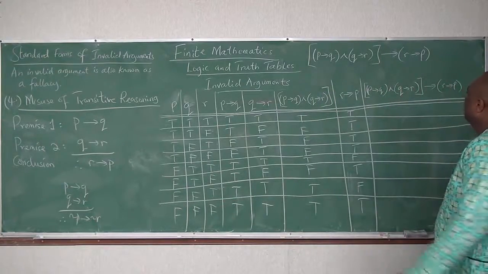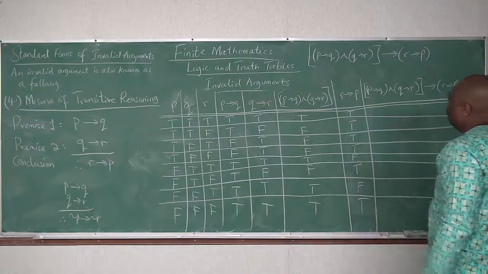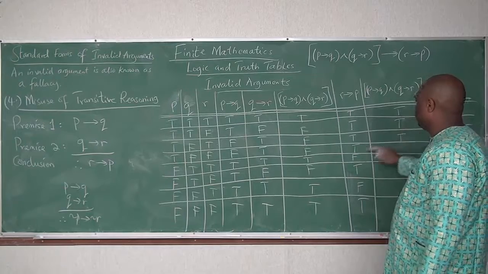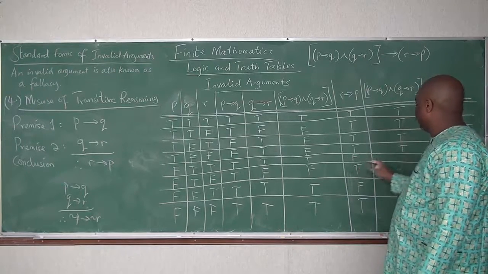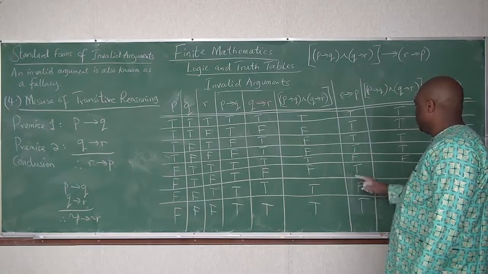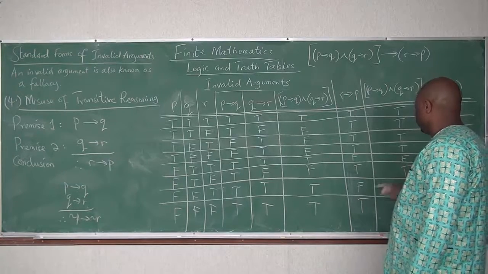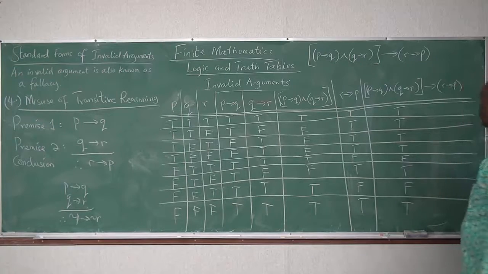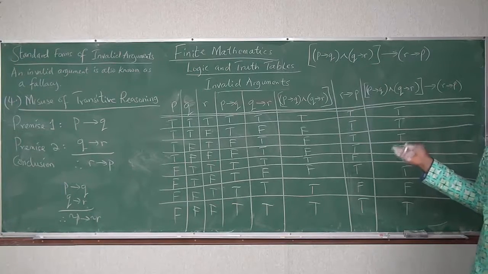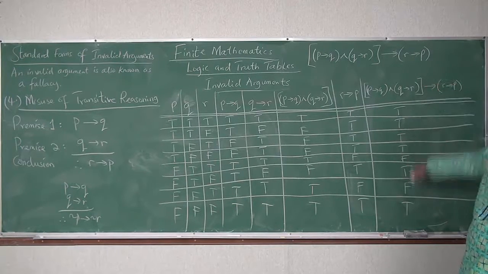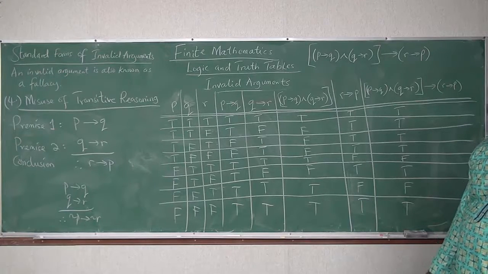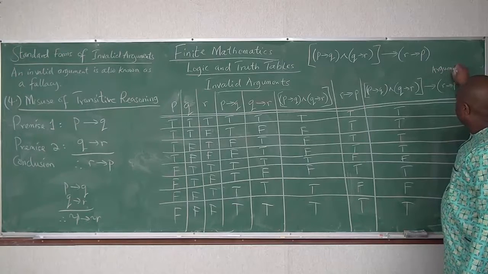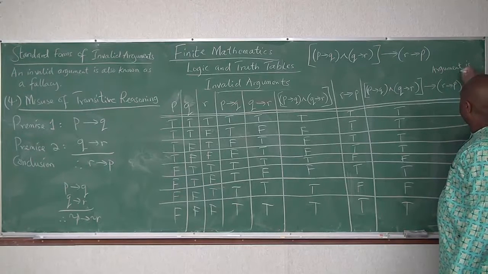Okay? Now this implies this. True implies true is true. False implies true, true. True implies false is false. False implies true, true. True implies false, false. True implies true, true. So this is a contingency. It is not a tautology. So the argument is invalid. Okay? Argument is invalid. Not a tautology.